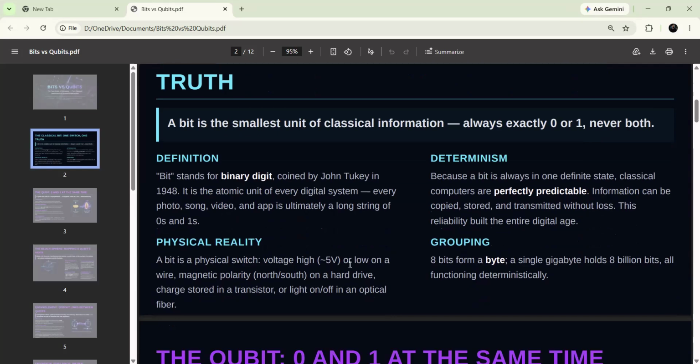And what is the physical reality of these things? It is a physical switch, an electrical switch. If you switch it on, it will work. If you switch it off, it doesn't work. So there are two things: on represents the one and off represents the zero. That is how the physical switch acts like a bit.